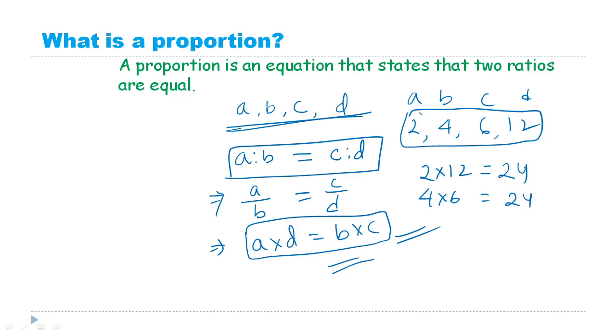So since in both cases you are getting the same number, that means A into D is equal to B into C, and it is possible only when A, B, C, D are in proportion. It means these four numbers are in proportion. This way we can check whether the given four terms are in proportion or not. We will discuss this further in the next part of this video.